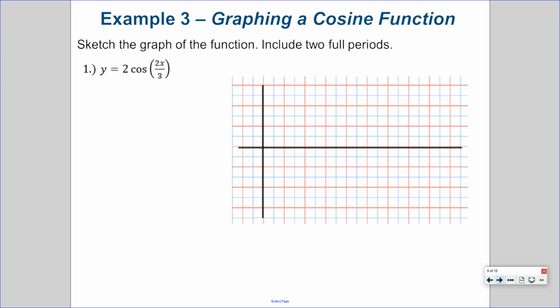Okay, let's try some cosines. Level 3. Same exact process. The only thing that's going to change is basically where we start and end. The cosine has a little different characteristics.